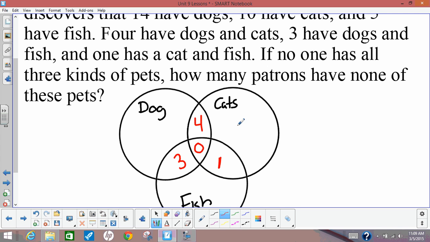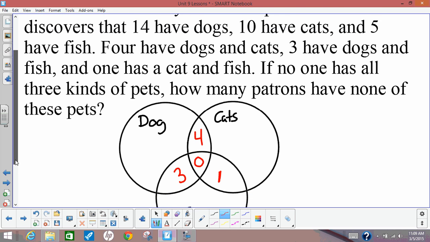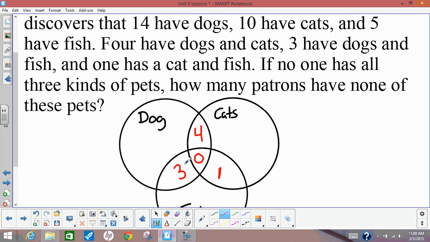So we're going to look at what goes in the rest of the circle. So how many people have just dogs? How many people have just cats? How many people have just fish? So we know that 14 people had dogs. 3 of them have fish. 4 of them also have cats. So we already have taken into account 7 of the dog owners. So since there's 14 total dog owners, that means there are 7 left that only have dogs.